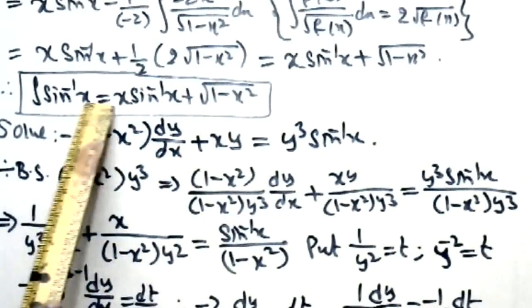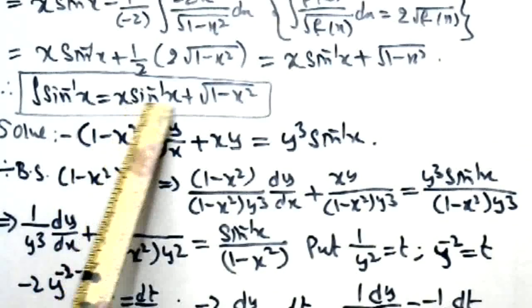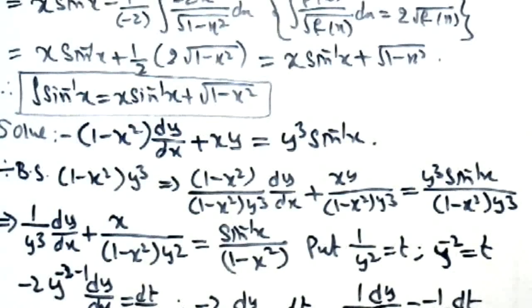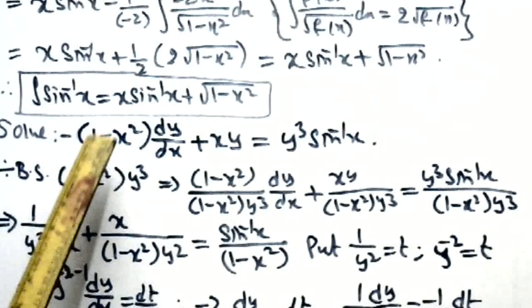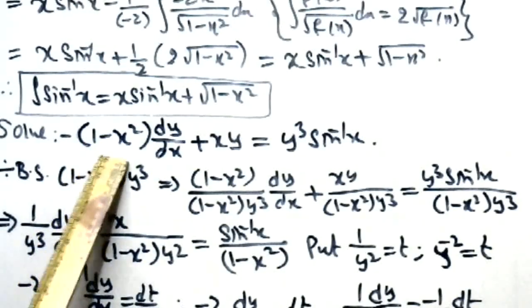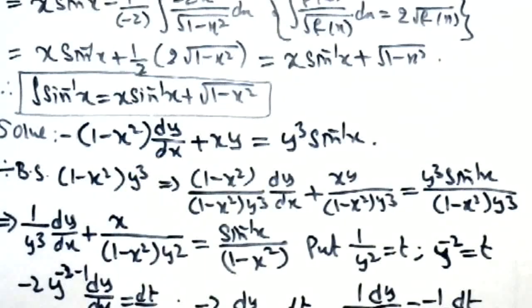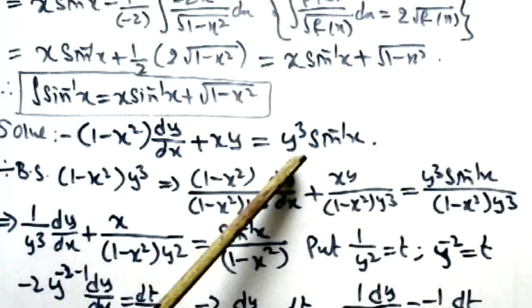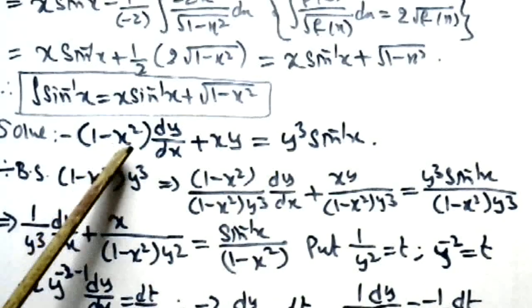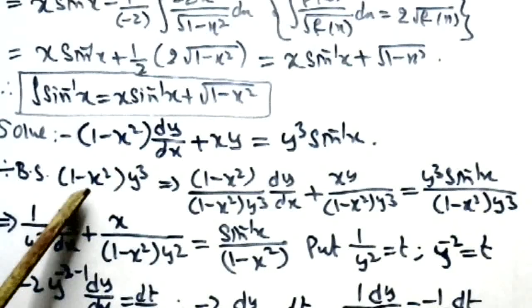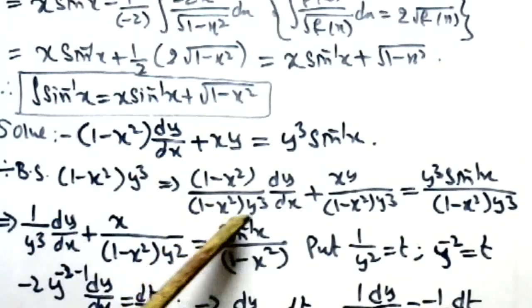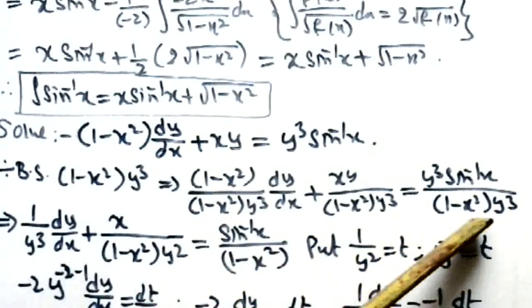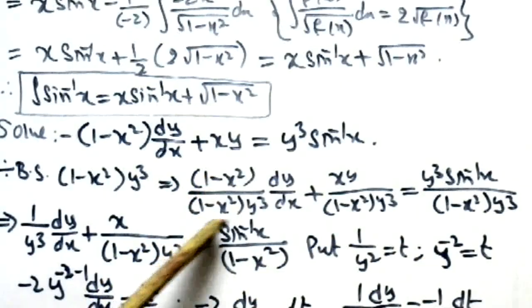Okay, now in this question I will substitute directly: the integration of sine inverse x is x into sine inverse x plus under root of 1 minus x square. Now let me go into Bernoulli's method. See here, what is the concept? We have to divide by y cube, and we must not have 1 minus x square here. So divide each term by 1 minus x square into y cube.